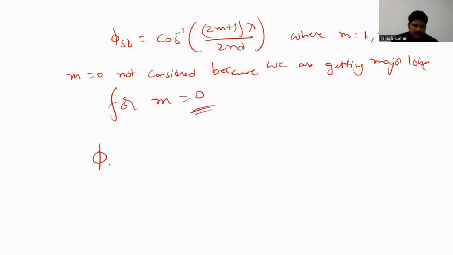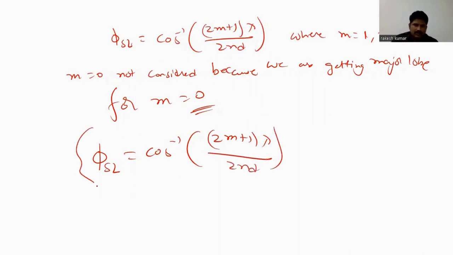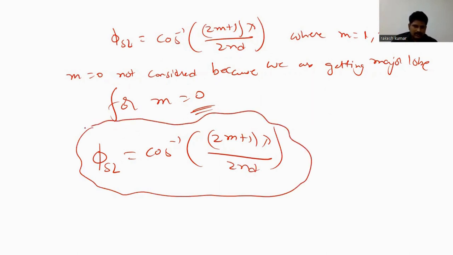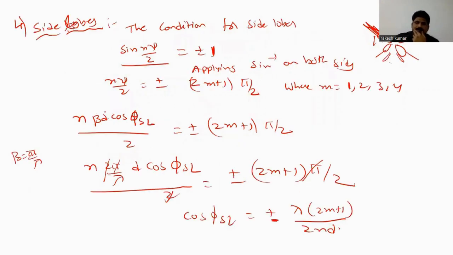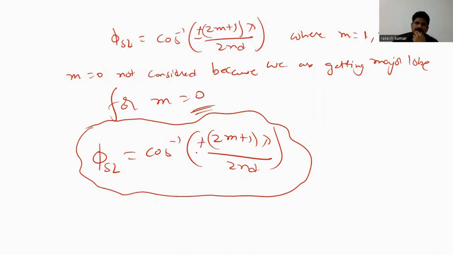So, what is the formula for side lobes for a broadside array? These expressions are very, very important while you are deriving the formulas. It is cos inverse of plus or minus (2m plus 1) lambda by 2nd. Here we have plus or minus. So this is the fourth parameter.